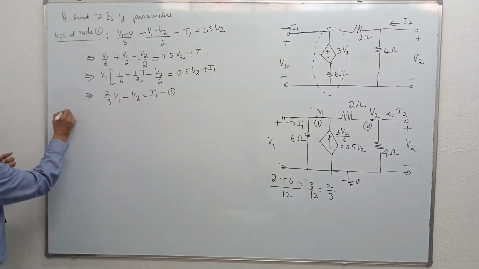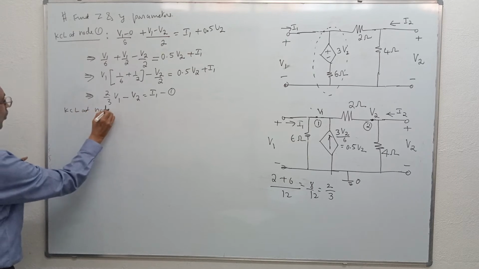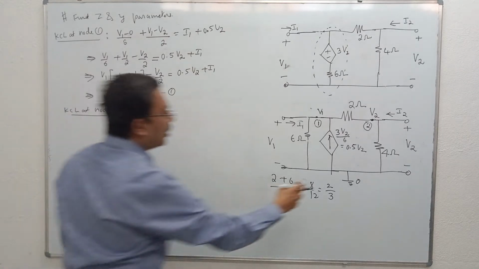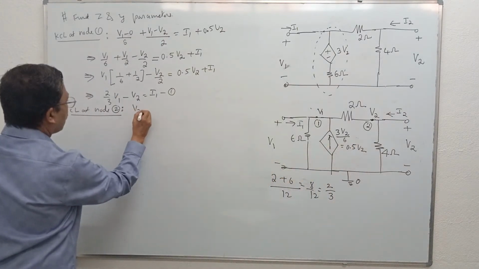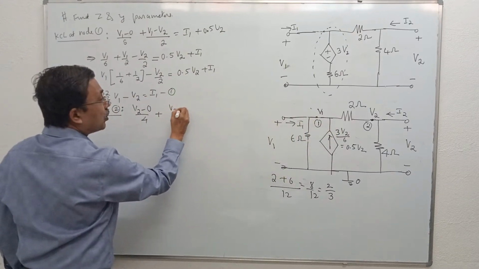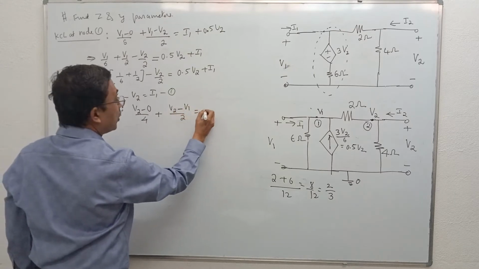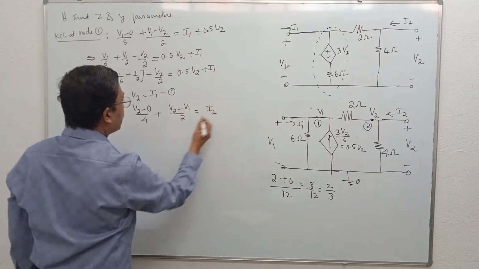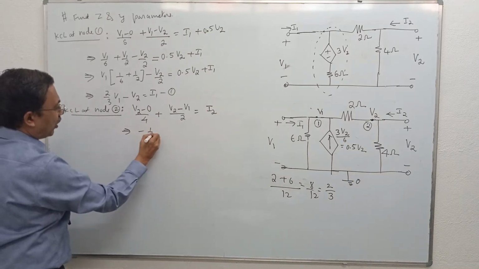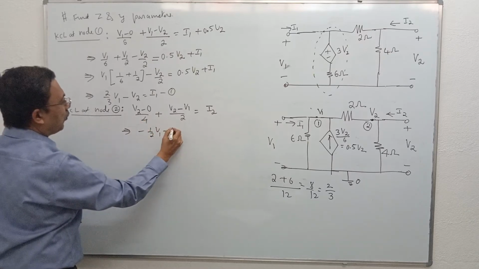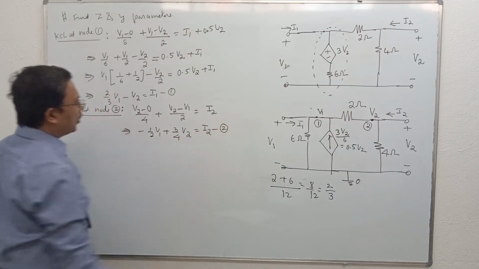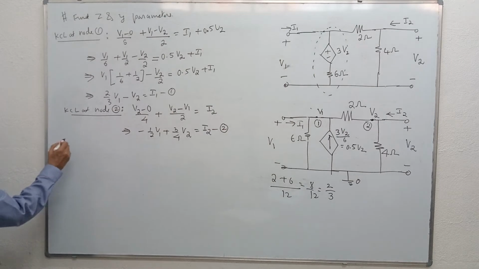Next I will apply KCL at node number 2. Current in 4 ohms is V2 minus 0 divided by 4, plus current in 2 ohms is V2 minus V1 divided by 2, is equal to current entering, which is I2. This implies minus half V1 plus 1 by 4 plus 1 by 2 is 3 by 4, so 3 by 4 V2 is equal to I2. This is equation 2.